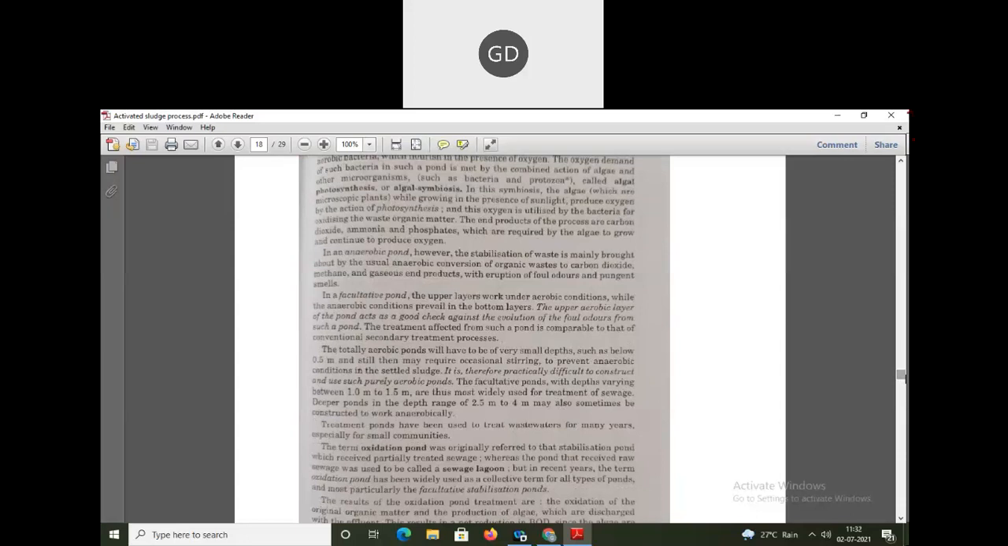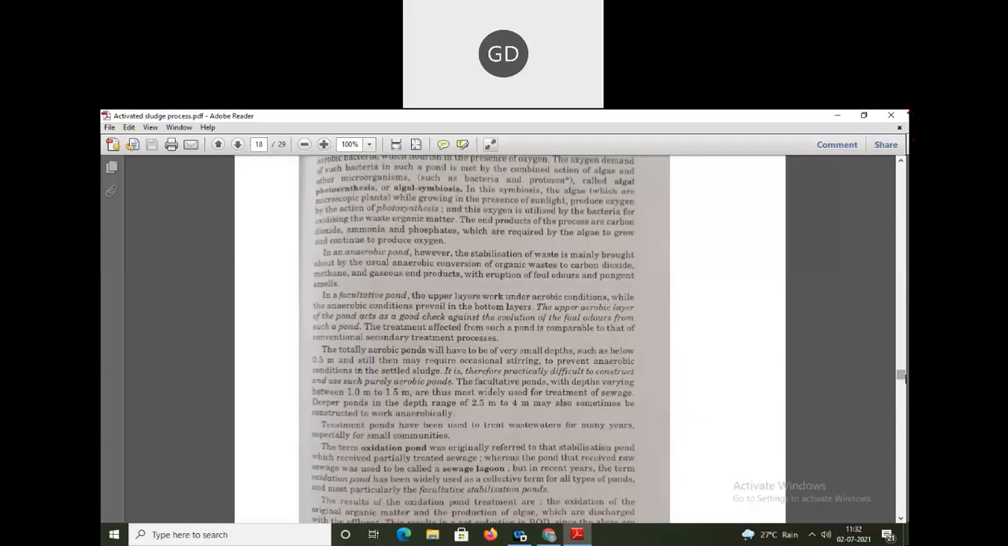These facultative ponds are of different depths. The depth can vary from 1 to 1.5 meters, or the ponds can be deeper, like 2.5 meters and above, up to 4 meters. These treatment ponds are used by many communities, also very small communities, where they are being constructed.